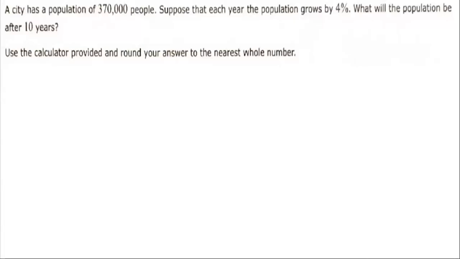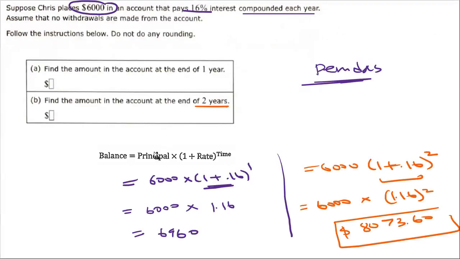Okay, so here it says a city has a population of 370,000 people. Suppose that each year the population grows by 4%. What will the population be after 10 years? All right, so again, we're going to just use the same formula that we used on the previous problem. Just going to copy this and paste it.